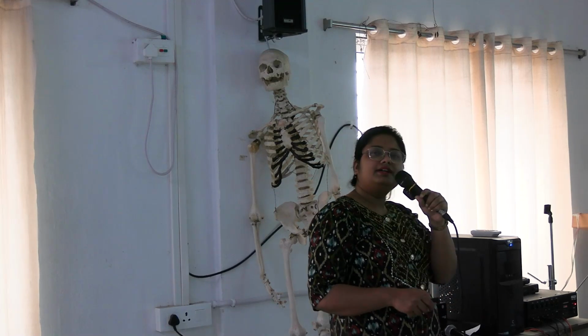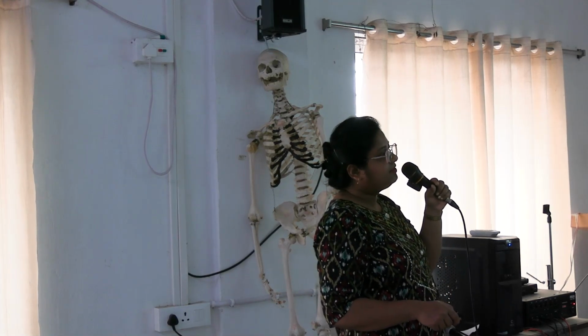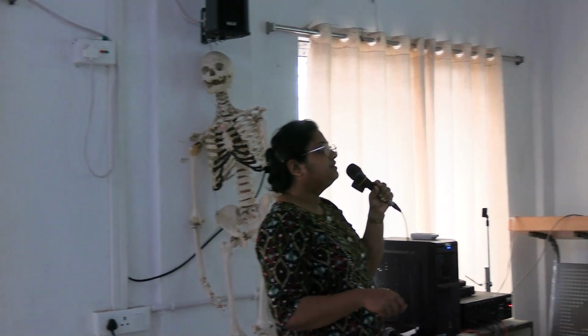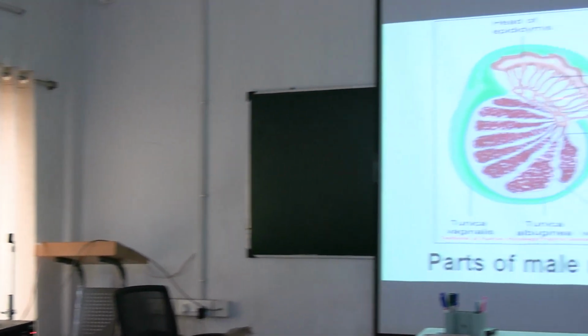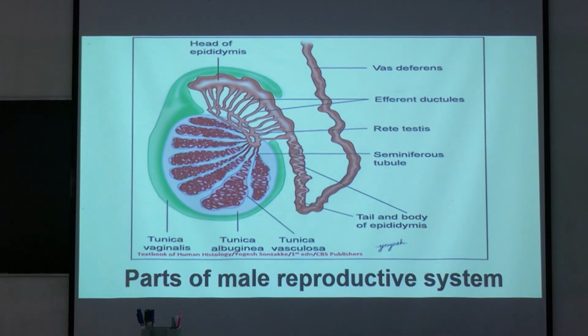There is a vascular layer that is known as tunica vasculosa, and from this fibrous layer some septa are introduced into the substance of the testis. These septa divide the testis into lobules. Each of the lobules contains 2 to 3 seminiferous tubules. These seminiferous tubules help in the formation of sperms, in spermatogenesis.